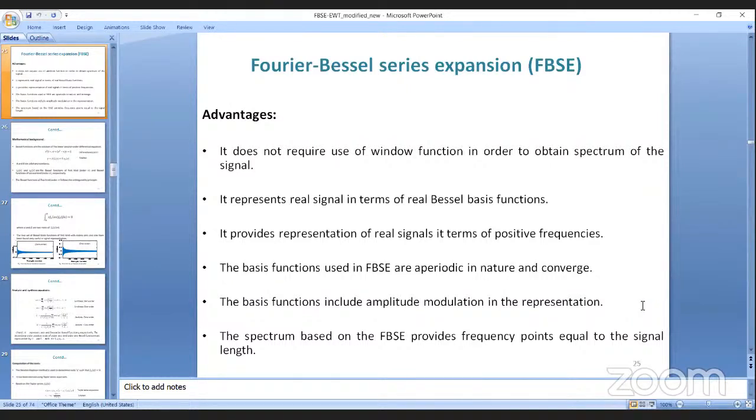Another advantage is that the spectrum which we compute based on the FBSE provides frequency points equal to the signal length. But in Fourier transform, that becomes half, because whatever spectrum we get has complex conjugate symmetry. So due to that, only the half spectrum is useful. The other half is just redundancy. It is the same spectrum, but the complex conjugate of that. But here we don't use complex basis functions. They are real basis functions. So due to that, we have double the frequency points. So in fact, double the frequency resolution as compared to the Fourier transform.